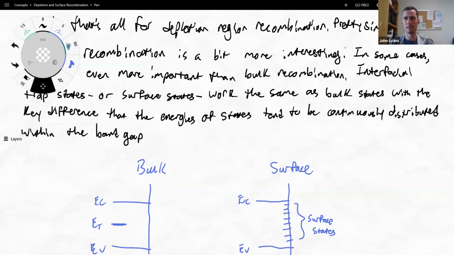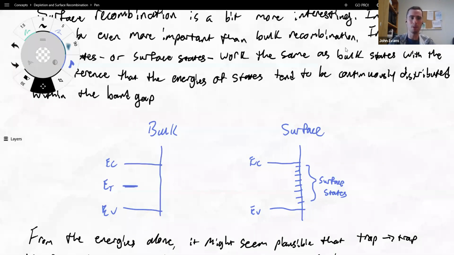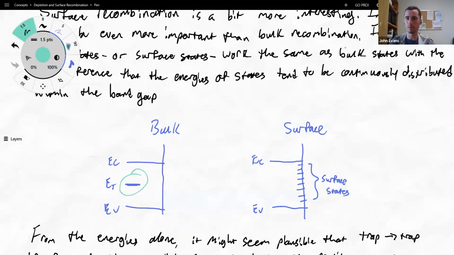So maybe to help you conceptualize this. In the bulk, we have this one state right there, and there might be like 1,000 of them. So remember when we were looking into that density of states, like that capital N sub T, which is the density of trap states. So I would be saying that, oh, well, there's 1,000 of these states, but there's really only one energy at which they happen. And the surface, that's not true. There's actually a bunch of energies at which they can happen, and they're also located all over the place.